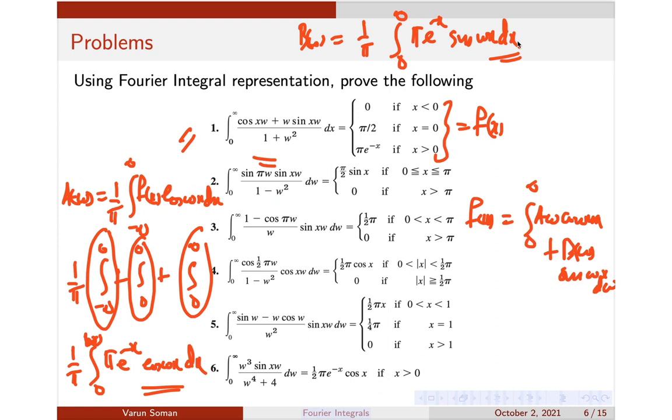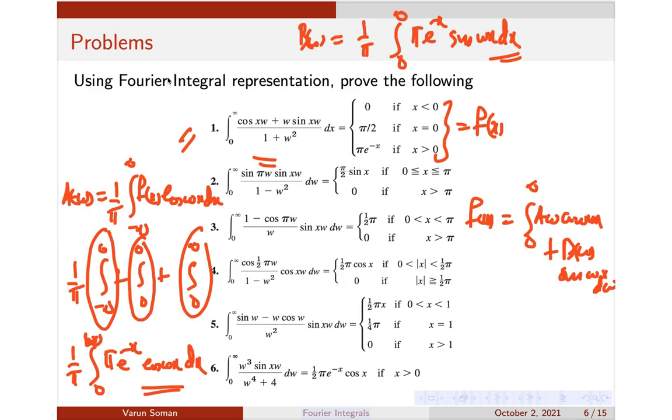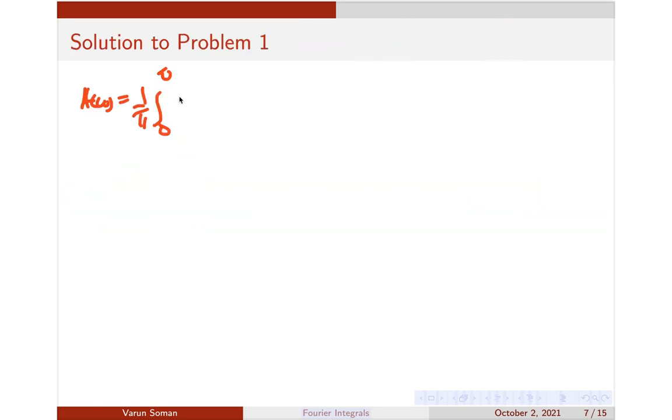Please remember this. Let us try to find it out again. Your a omega was 1 by pi times the integral from 0 to infinity of pi e raised to minus x into cos omega x dx. Please try to do it with me. Your pi would get cancelled out.